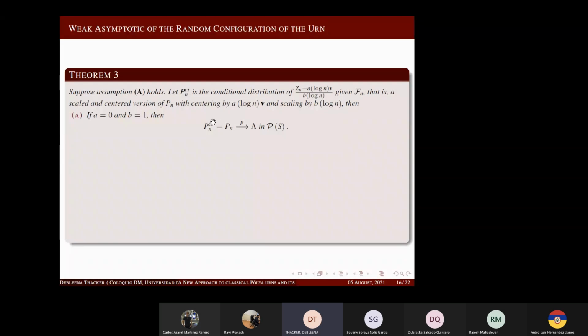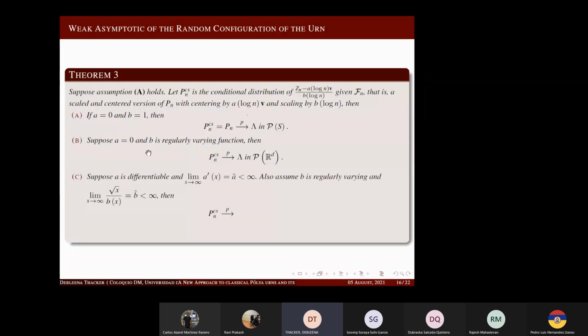So superscript CS is centering and scaling, C is centering, S is scaling, converges to lambda, which was our limiting law for the associated Markov chain. In case A is 0 and B is regularly varying, then the same thing holds.